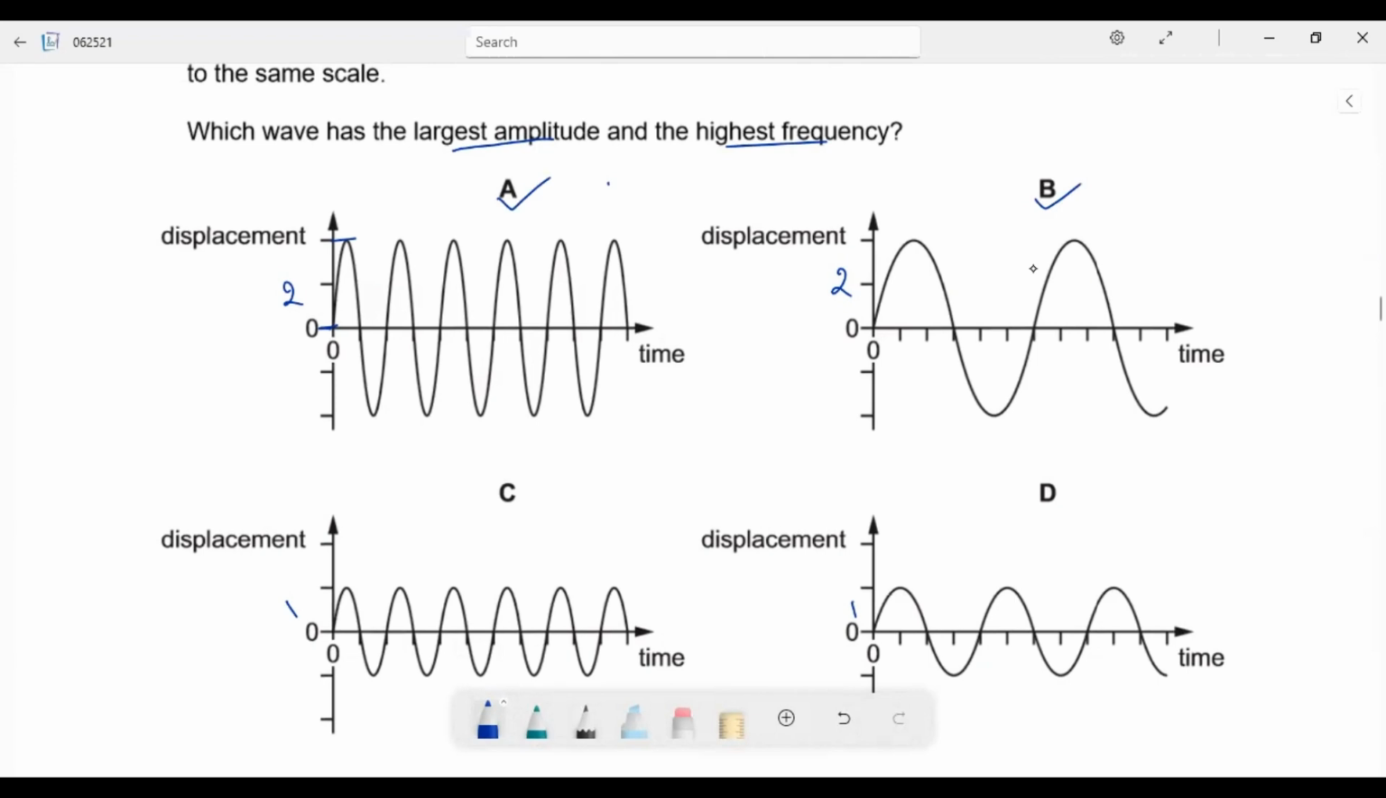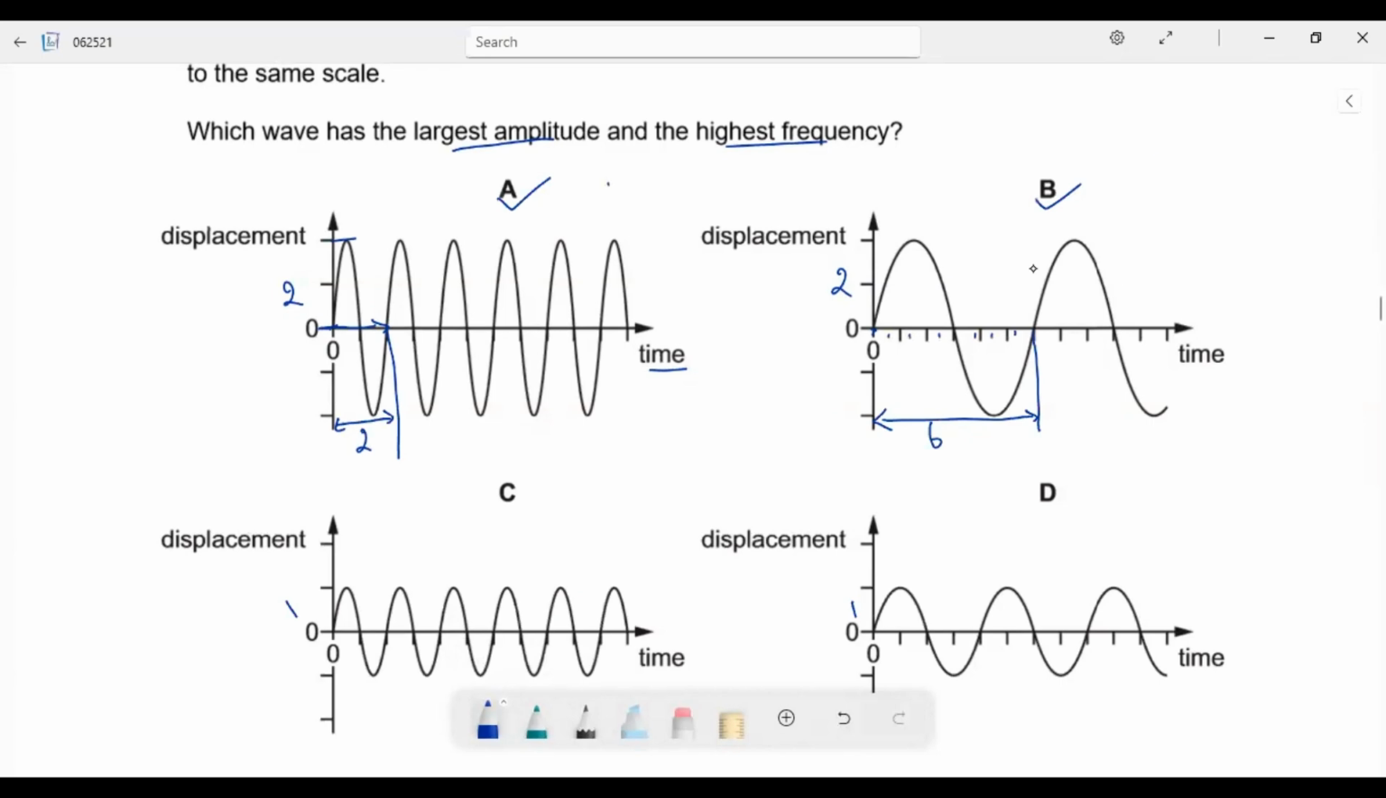Next, we will find which has the highest frequency. Here time is given. So one time period means the full cycle, that is from here to this end. So here it comprises two divisions. In this case, full cycle means from this 0 point to this point, that is 1, 2, 3, 4, 5, 6. These 6 divisions. So time period is more here, time period is less here.